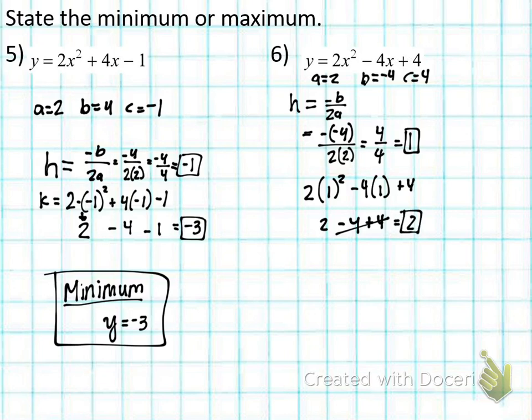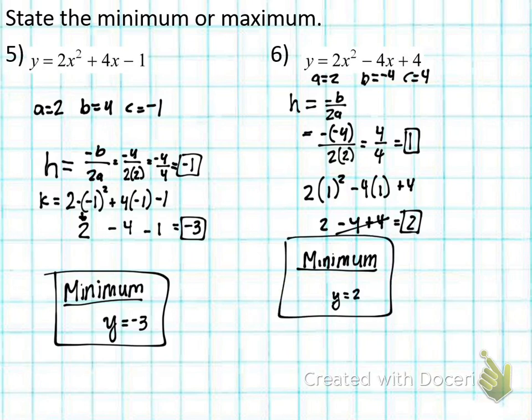And then we're going to figure out what A is. A is equal to positive 2, therefore it opens up, so we know it's a minimum. So we're going to write down minimum. And we're going to state that y is equal to k. K in this case is 2. Okay, that's it. Sounds like a pretty simple and straightforward problem. That's how hard these will get, okay?